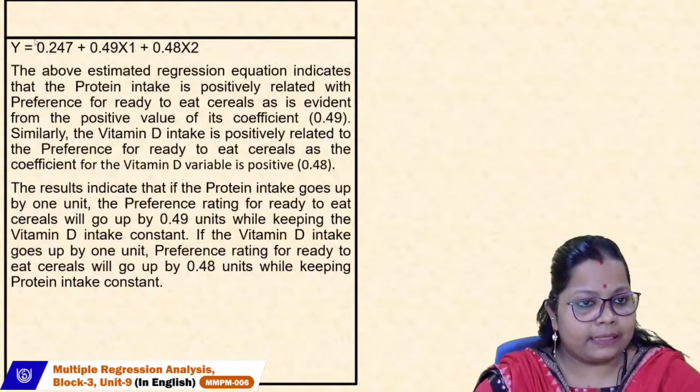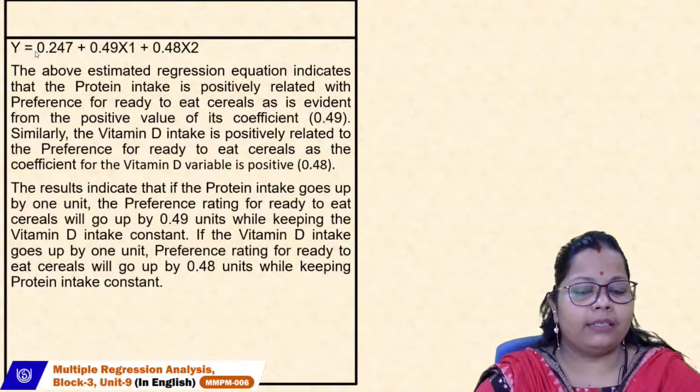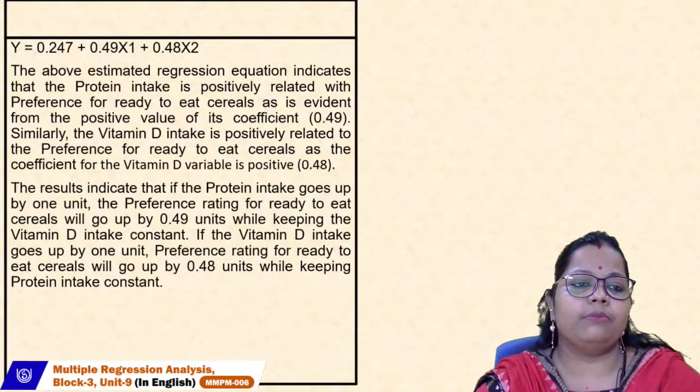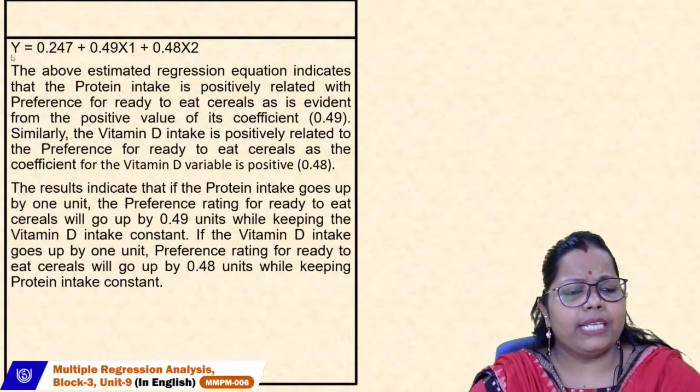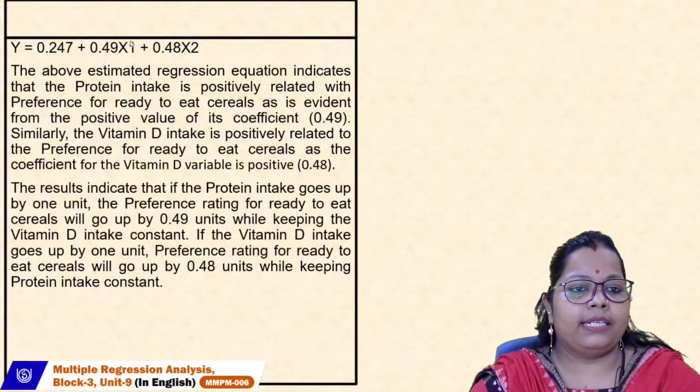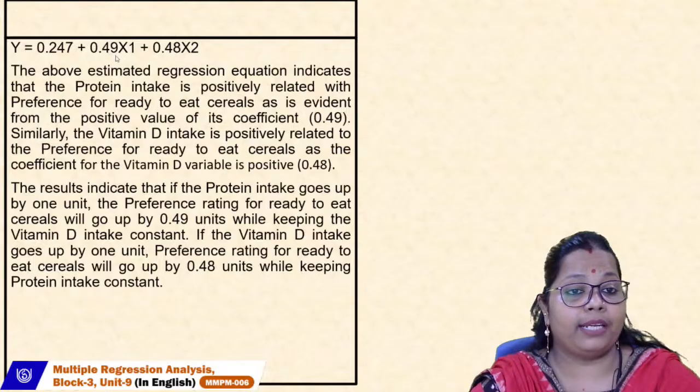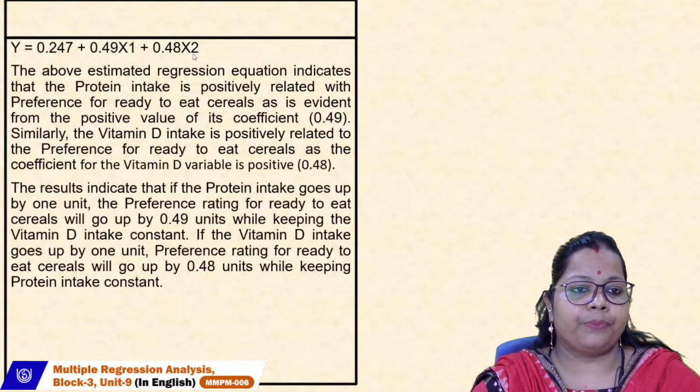Let us come to the point where we have written the multiple regression model, how it looks. You can see here Y is 0.247, our constant, b0. It is the X1 independent variable, and the coefficient, or slope, of this independent variable X1 is 0.49, plus 0.48 is the coefficient of X2.